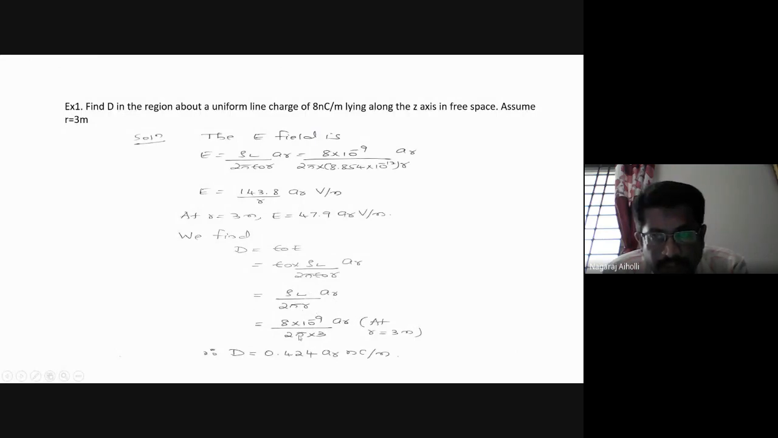Rho L is known, 8 into 10 to the minus 9, divided by 2 pi into the distance, which is 3 meters, into AR. So at R equal to 3 meters, simplify this and tell me the answer. 8 into 10 to the minus 9 divided by 2 pi into 3. How much will you get? Simplify this term and tell me the answer.